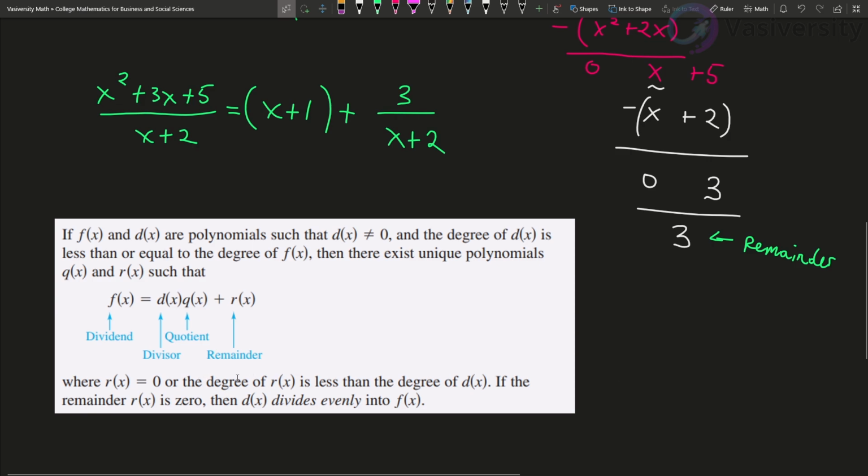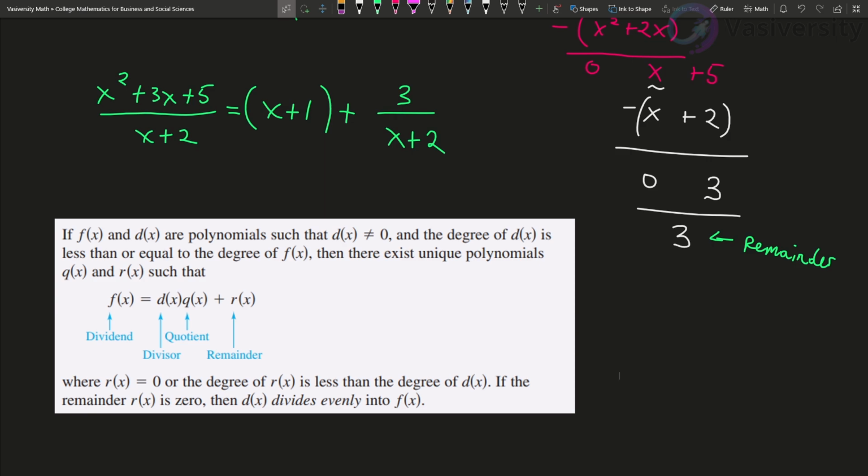If the remainder r of x is 0, then d of x divides evenly into f of x, right? So in the first example, we had a remainder equal to 0. In this example, we do have a remainder, right? This is the remainder of 3 over x plus 2. And sometimes, in a lot of problems, we will not have a remainder equal to 0. But that's good practice.